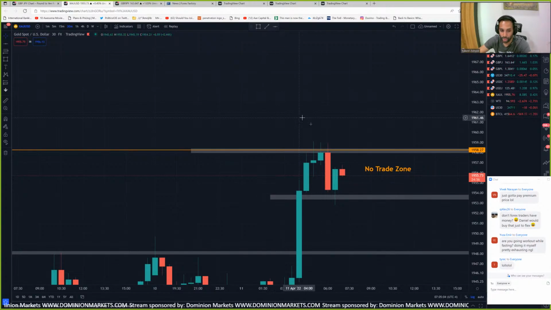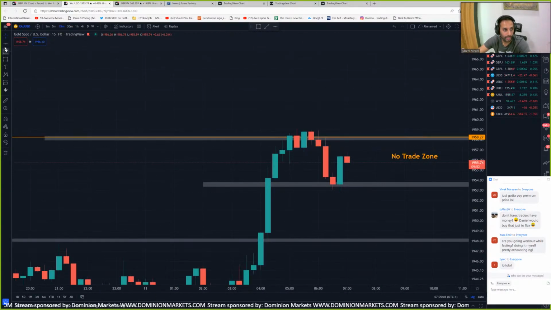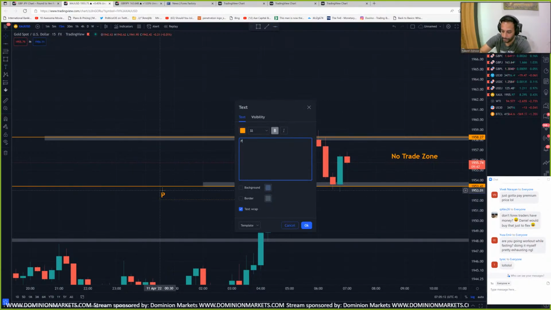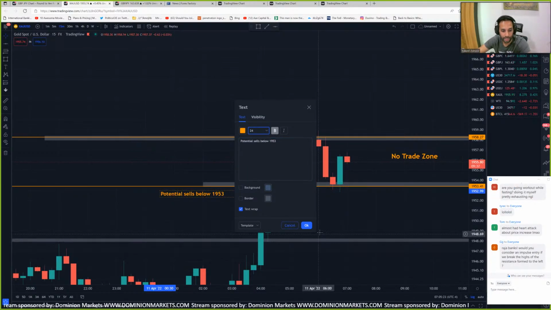What we do in gold, no trade zone, we wait. I'm basically waiting to see if we can break below 1953. So probably potential sells below 1953 would be pretty good, I would say, right?